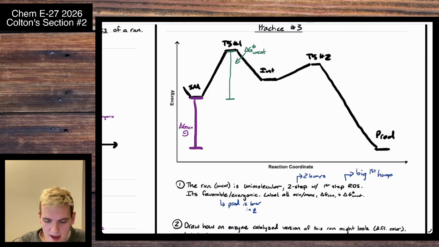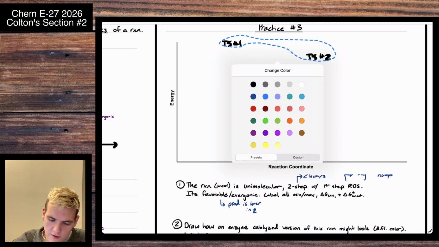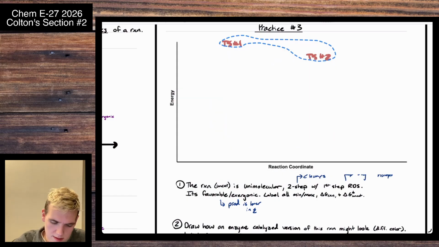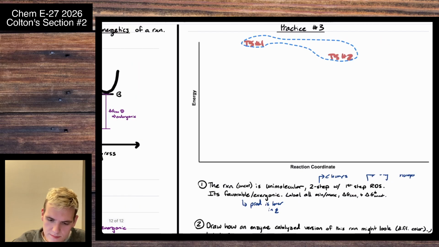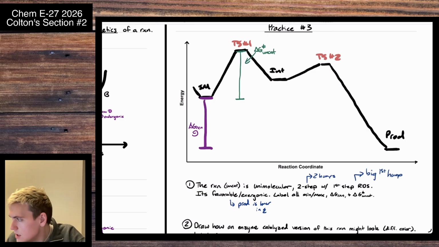So we've identified our delta G double dagger. I'll put the transition states in the color I used over there. Did I use that color? Yeah. It's a little chunky. But any questions so far on the uncatalyzed before we add in our enzyme? Or have I made any mistakes?